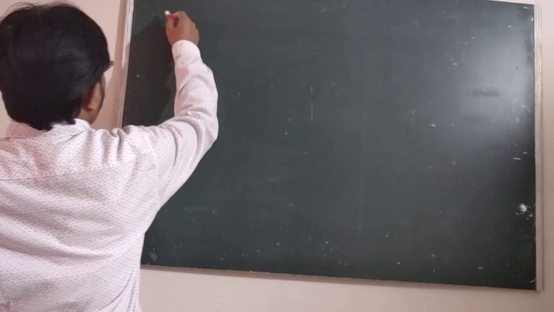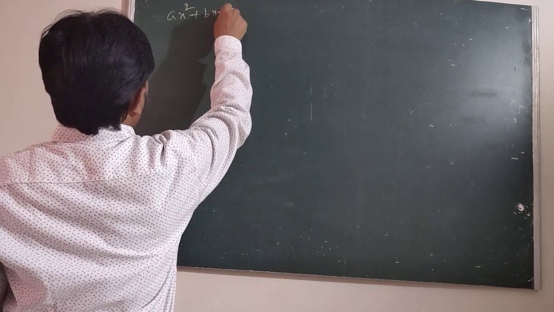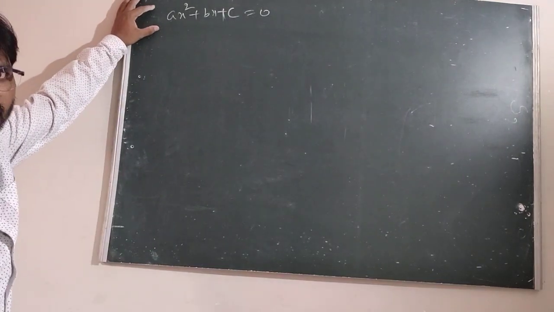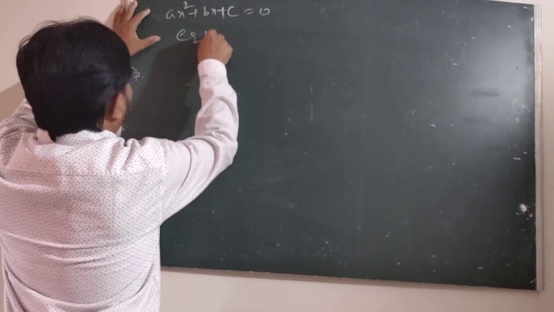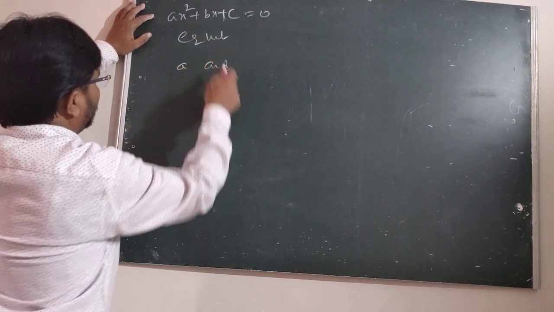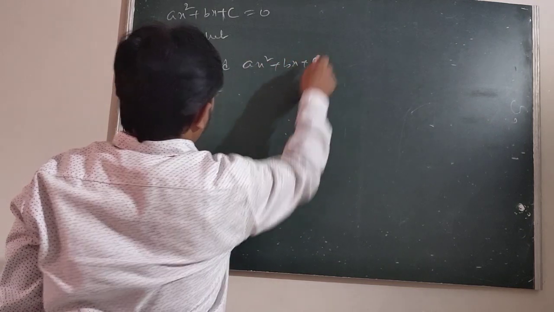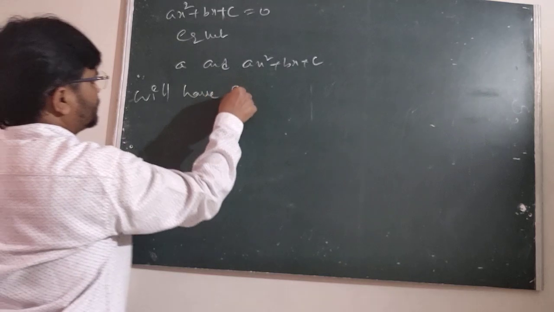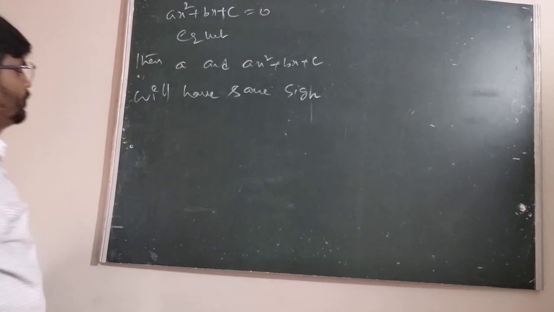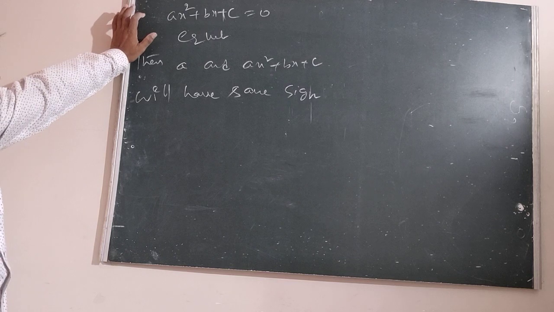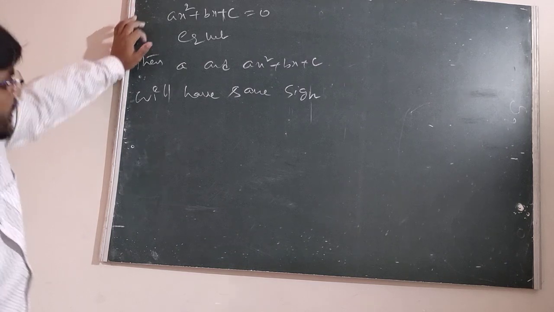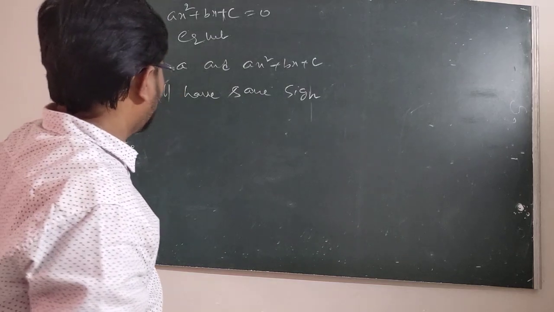If the roots of ax square plus bx plus c equal to 0, where a, b, c are real, are equal, then a and ax square plus bx plus c will have the same sign. Here we observe the same statement.